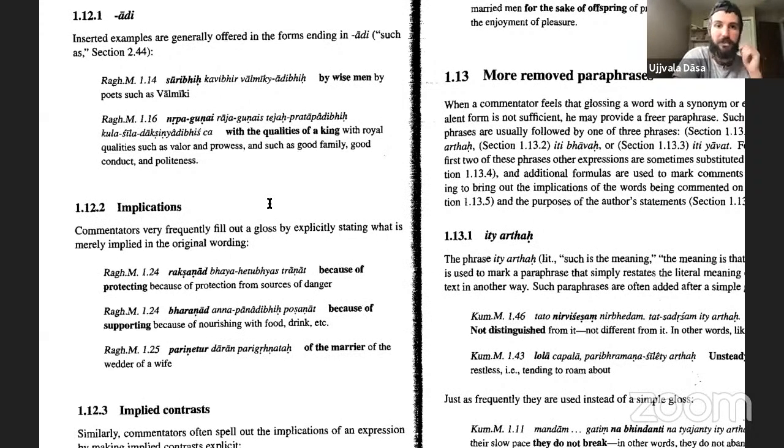Nripagunaih: rajagunaih, tejah pratapadibhih, kula shila dakshinyadibhishcha. Nripagunaih, so the qualities of a king. Rajagunaih, a direct gloss for nripa is raja. Teja pratapadibhih, kula shila dakshinyadibhishcha. With the qualities of a king, with royal qualities such as valor and prowess, tejah pratapadibhih, and such as good family, good conduct, and politeness. So kula, shila, dakshinyadibhishcha. So it's an expansion, an example of what rajagunaih means.